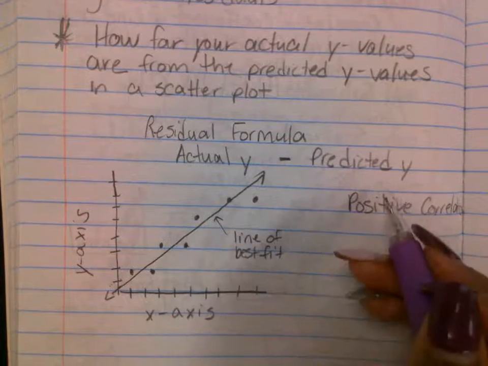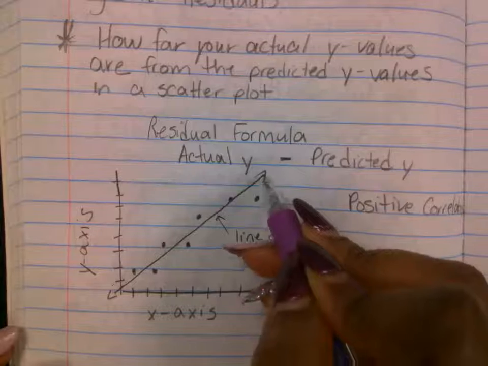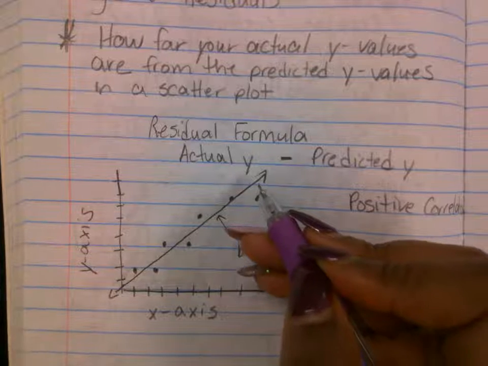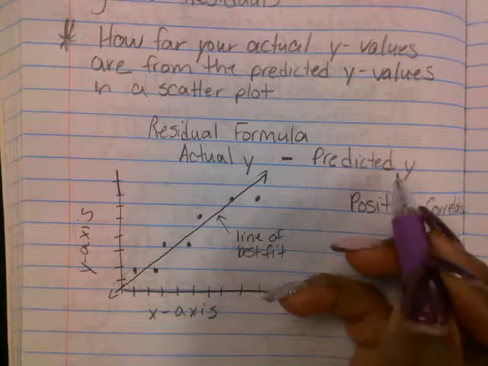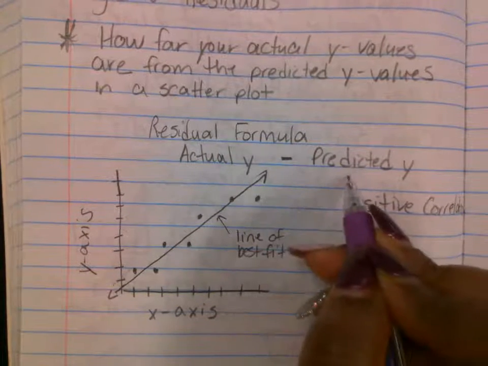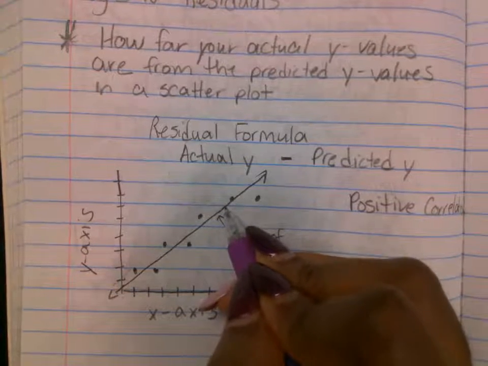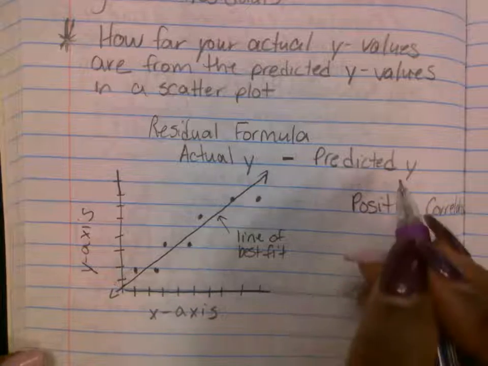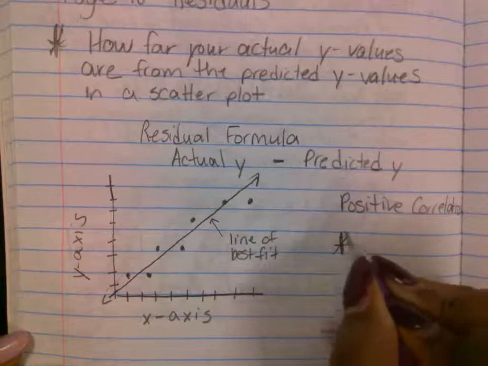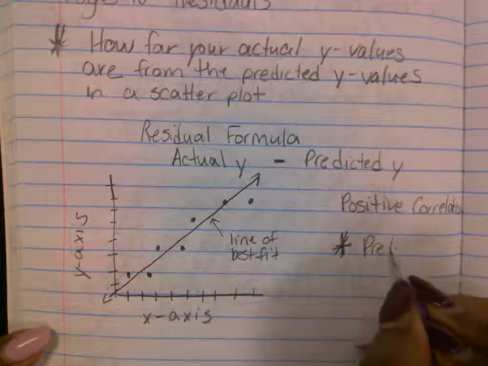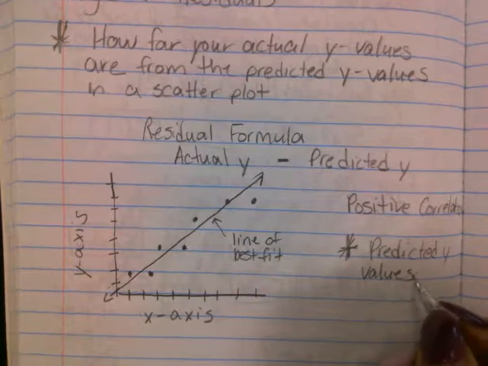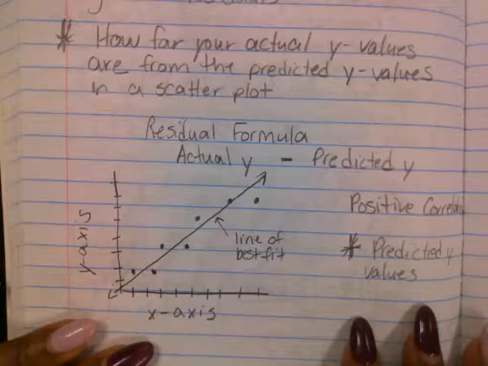Well, why do you have predicted y? Because your predicted y values are any point and every point that's actually on the line of best fit. Every single point that's on the line of best fit is the predicted y. Okay, so whatever y value this is on this line, that's a predicted y. Whatever y value this is on the line, that's a predicted y. All of your predicted y values come from your line of best fit. So we're going to put a star, a little asterisk, because this is super important. Predicted y values are the y values on the line of best fit.